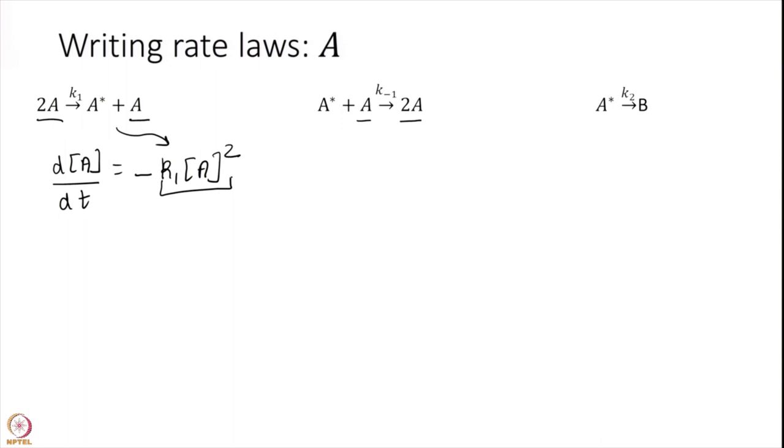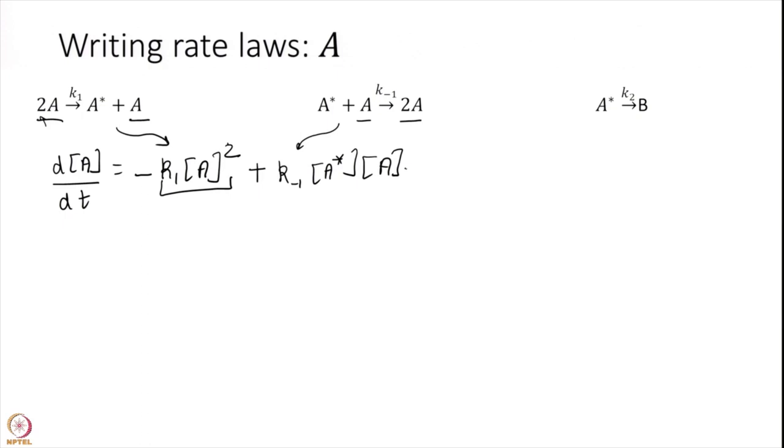And I have a coefficient 2 here, so I write a 2 here, irrespective of whether A was in the product or not. So, I do the same thing on this side. Now, here correspondingly I will get a plus, because for every mole of A that is consumed, 2 moles of A is being produced. So, in effect 1 mole of A is being produced. And I blindly write the rate constant into product of reactants.